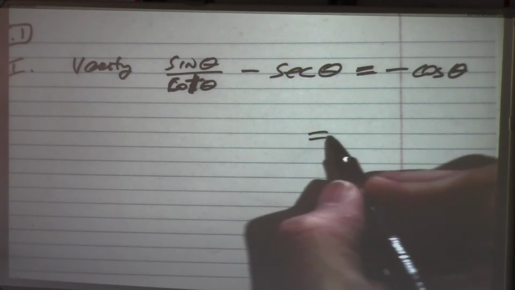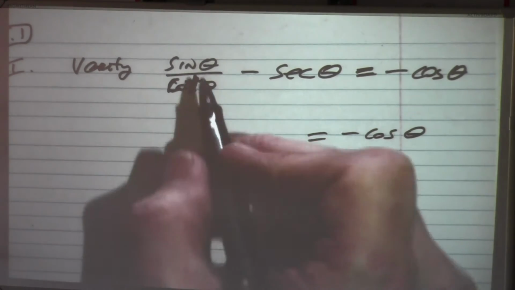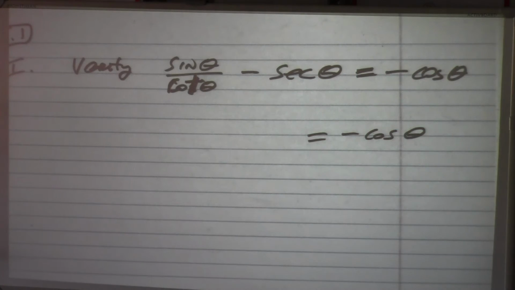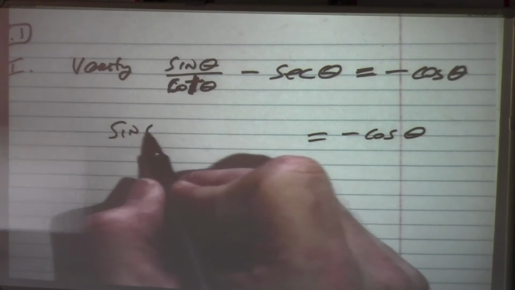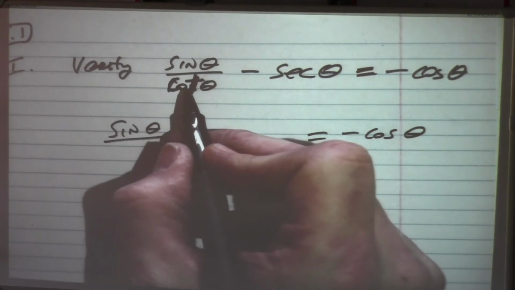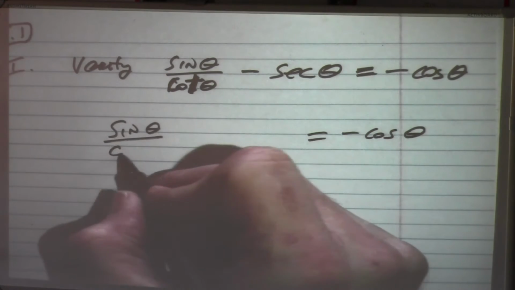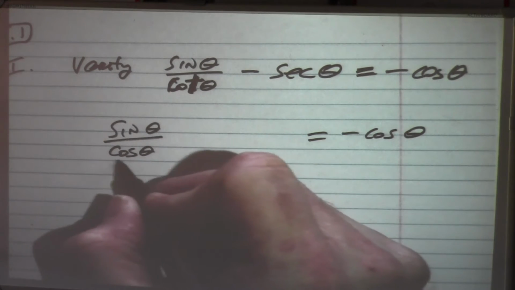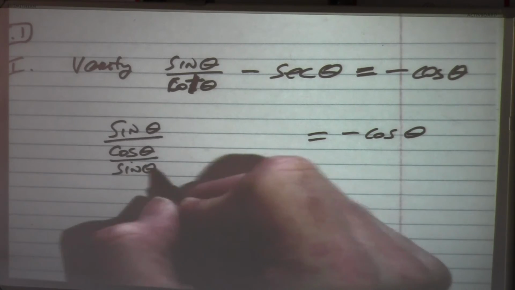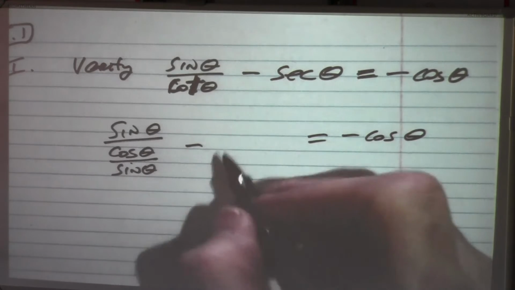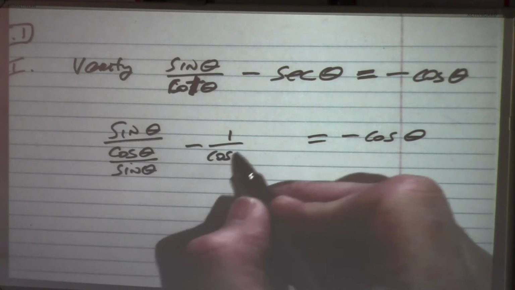So what I'll do is I will start here. When I look at this, I see a sine, but I see cotangent and secant. So I'm going to start right off with changing those into sines and cosines. So I have sine theta here on top. Cotangent is actually cosine over sine. So I'm going to rewrite that as cosine of theta over sine of theta. And subtract it, well, secant is the same as 1 over cosine theta.